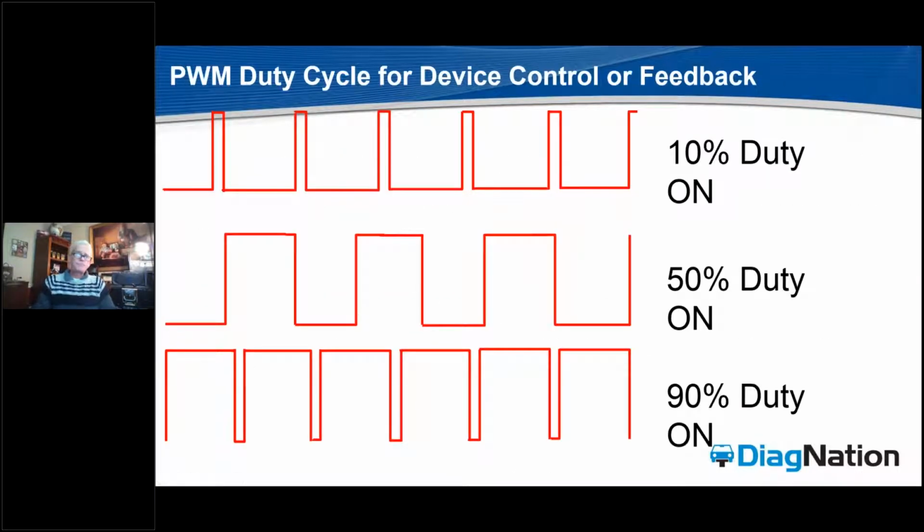Now, basically what we have on the slide here is just a representation of a 10% duty on cycle up here, a 50% duty on in the middle, and a 90% duty on, as you can see, with the 10% off here on the bottom. That's basically what the oscillator is going to range between, which is your 10% and 90%, typically. Sometimes it's 88 and 12, sometimes a little more than that, 92 and 8, who knows, depends on whoever designed it.